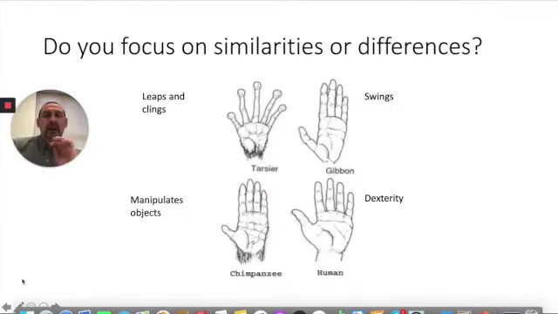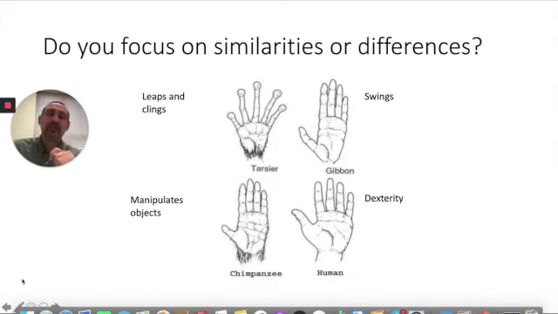Sometimes hands of primates are brought up as evidence of homology or similarity in structure. But a lot of times it depends on whether you focus on the similarities or the differences. If you focus on the similarities, you would say all these hands are very similar. They all have 5 phalanges, and they all have similar bone structure.